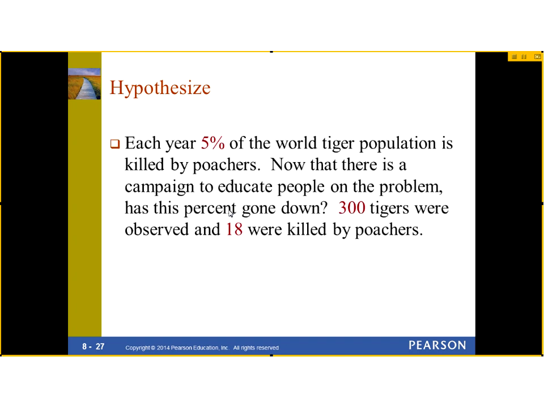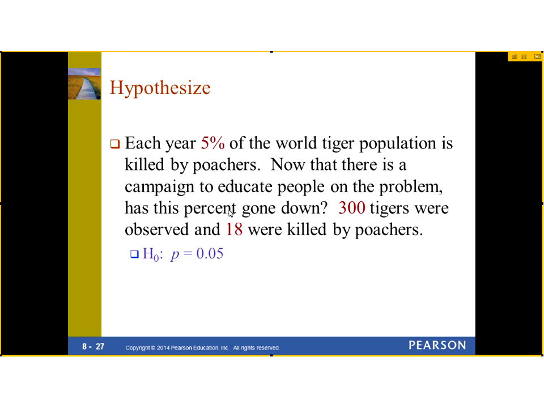Each year, 5% of the world tiger population is killed by poachers. Now there's a campaign to educate people on this problem. So has this percentage gone down? So we know that right now 5% of the world's population is killed by poachers. And now we have over 300 tigers and 18 were killed by poachers. So our H0, what we accept, what we know to be true, is P is equal to 0.05.